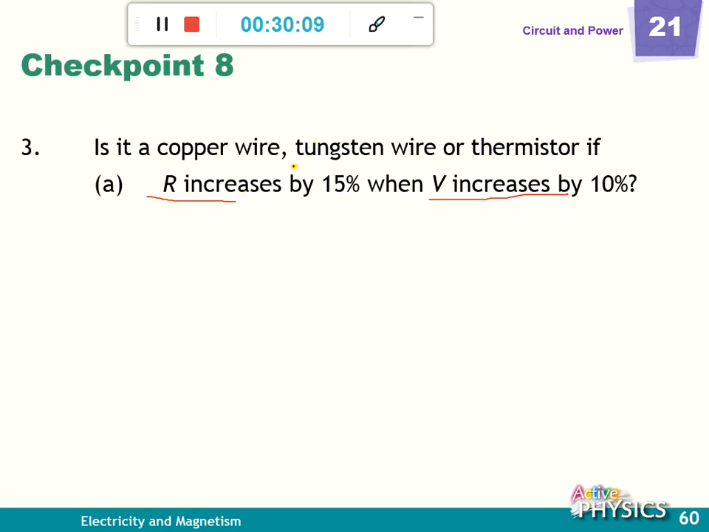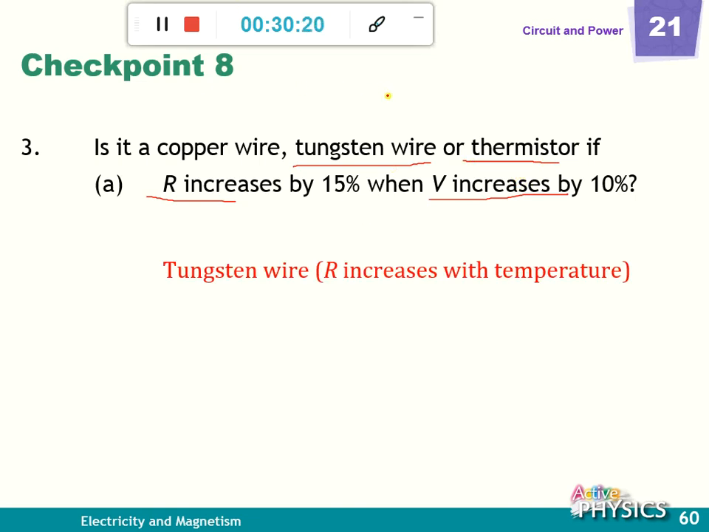And also, how about these two? Tungsten, higher in temperature, resistance will be higher. For the thermistor, higher in temperature, resistance will be lower. Then you should focus on this. You can see that voltage is increasing by 10%, but R is increased by 50%. It means that R increases with temperature. This one should be the tungsten. Okay? Or you can draw the diagram. This one is I, this one is V. Okay? For the tungsten, it should be like that.